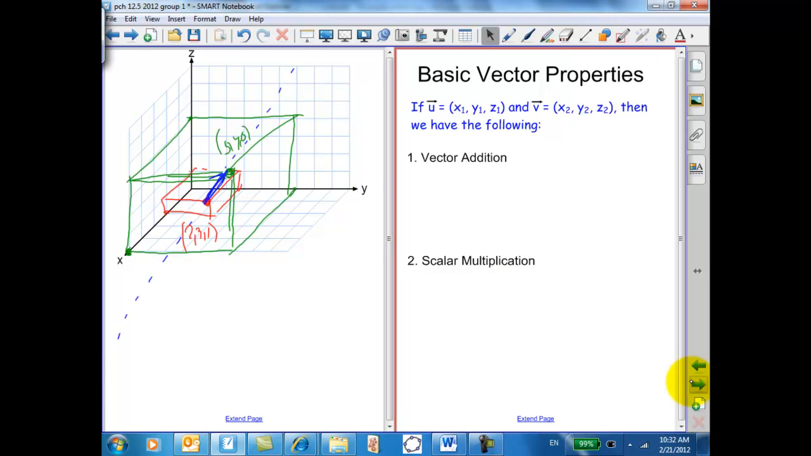So here's your basic vector properties then. Vector addition, u plus v. What do you do with the corresponding points? x1 plus x2. There you go.